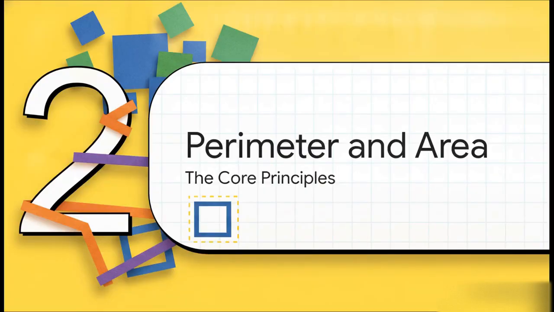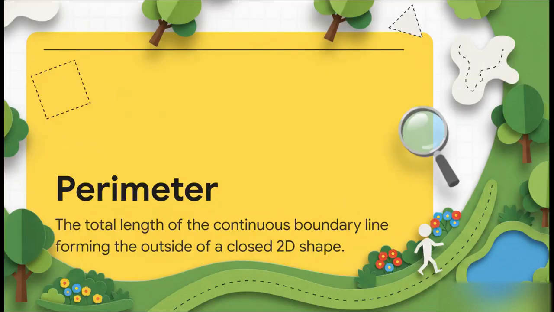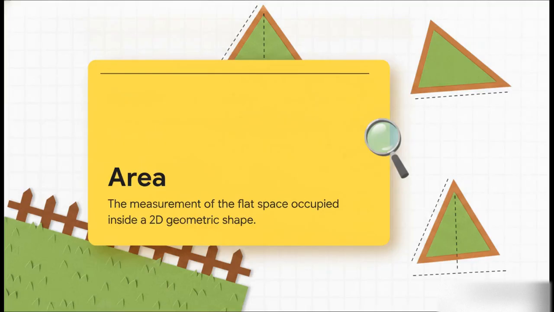Section 2. Perimeter and area basics. The core principles. All right, I want you to completely forget about memorizing formulas for a second. Seriously, wipe them from your mind. If you want the perimeter of any 2D shape, just imagine you're taking a walk around the outer edge of a park. Perimeter is literally just the total length of the continuous boundary line forming the outside of the shape. Whether it's a perfect square or some totally bizarre irregular scribble, just add up the lengths of all the outer edges. Boom, that's it.